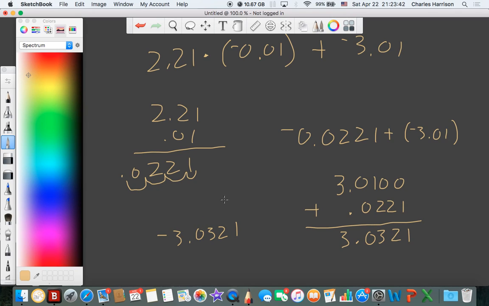We're on, what is it, 48? 48, yep, it agrees with me. It is negative 3.0321. Now that was 48A. Now let's do 48B. So let's erase that. And we're on 48B.